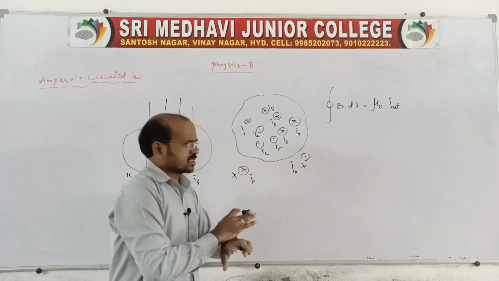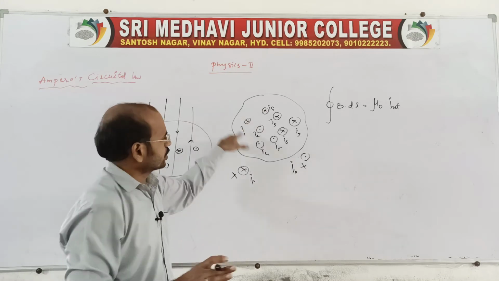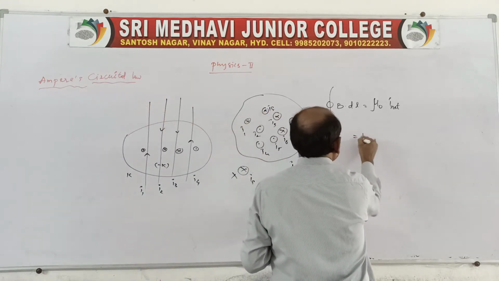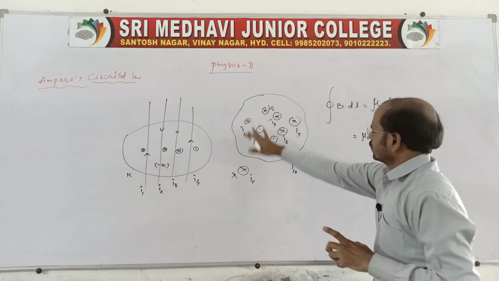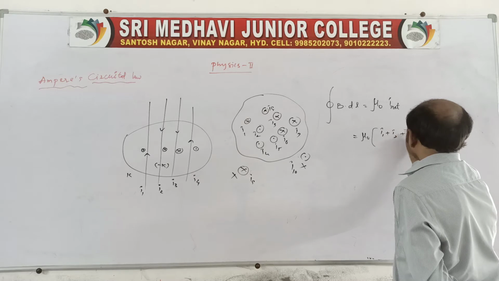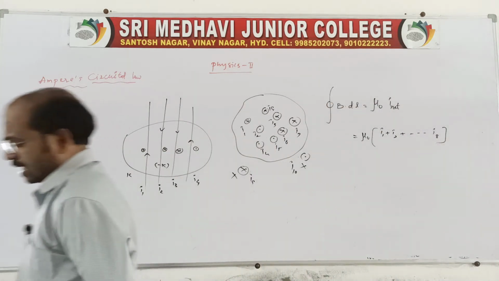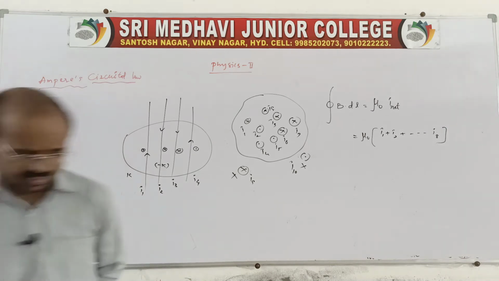Of course, those outside the closed loop we need not count. So only those which are in the closed loop, no? So you say mu naught of, you count all, how many are there, 8 are there, no, I1 plus I2 plus so on. So this is according to the Ampere circuital law.